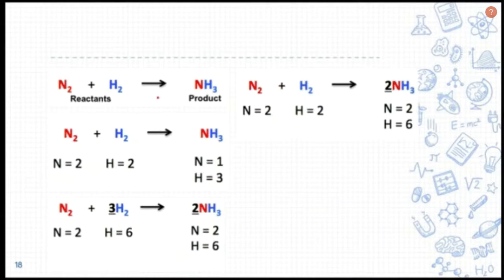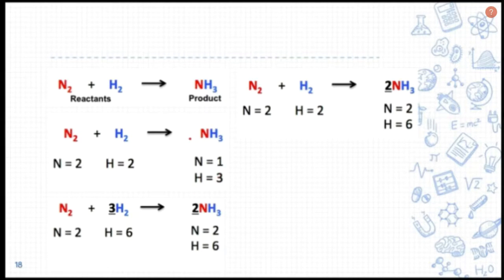This is just a simple example. So here we have N2 plus H2 yields NH3. So these are the reactants, these are the products. This is just one of the products. So you can start by determining how many atoms of nitrogen and hydrogen there are in the reactants and how many there are in the product. So here N has 2, H has 2, N has 1, H has 3.